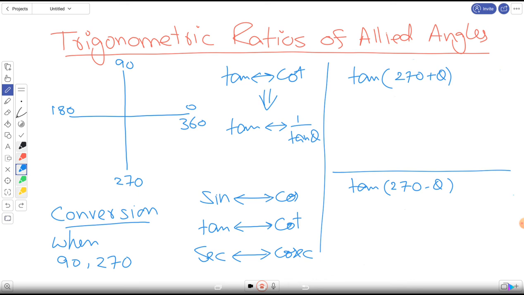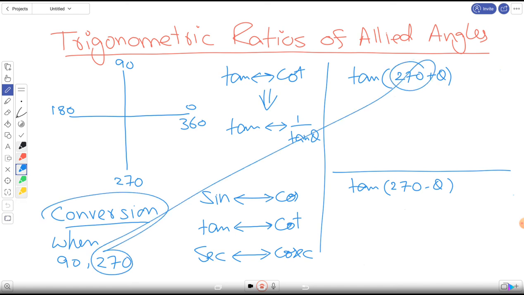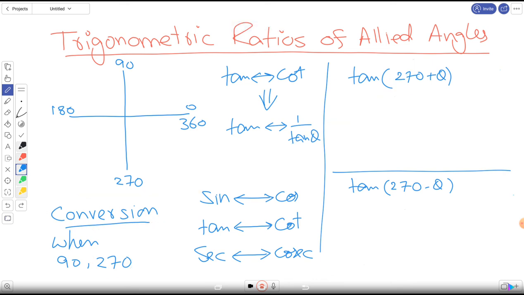Okay, now according to the criteria, look here, this is 270 plus theta. And 270 plus theta, naturally it is 270 here, so according to the criteria we have to convert, because I told you, if we have 270 or 90, like odd multiples of 90, we have to convert. So we convert, so 1 by 10 is the converting criteria, and theta comes.